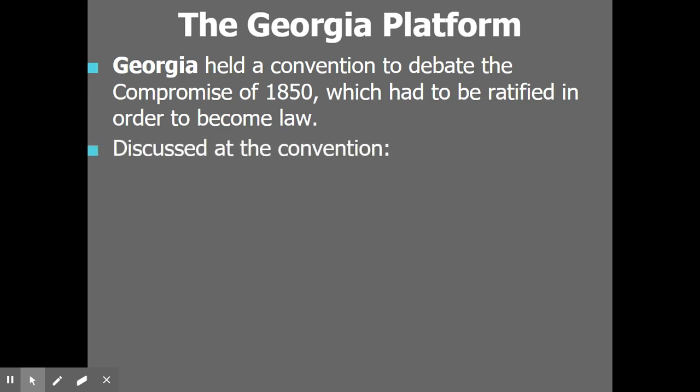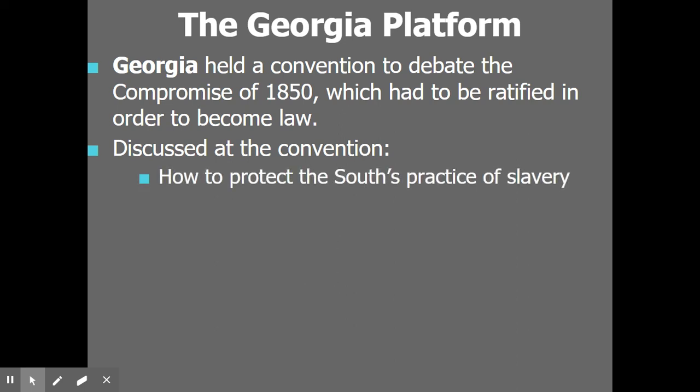So these are the things that they discussed at that convention or that meeting of the legislature. They talked about how to protect slavery, because by this point, you had slave owners that had a huge amount of money invested in their slaves. They'd spent a lot of money on their slaves and they did not want slavery to become illegal. They knew that the South's agricultural economy could not function without slave labor. So they're discussing how to protect that practice.